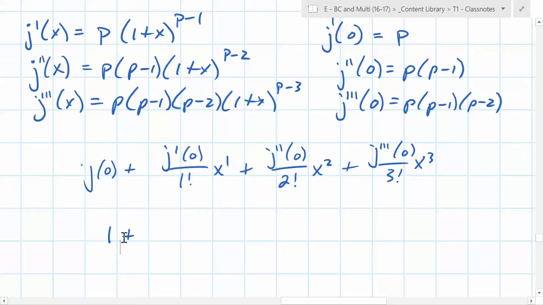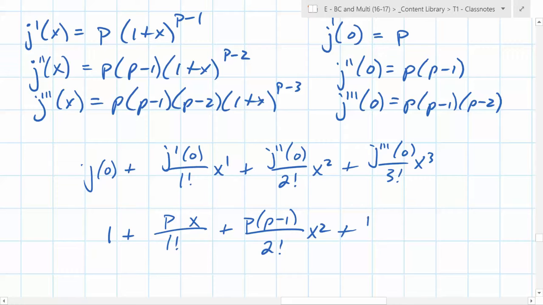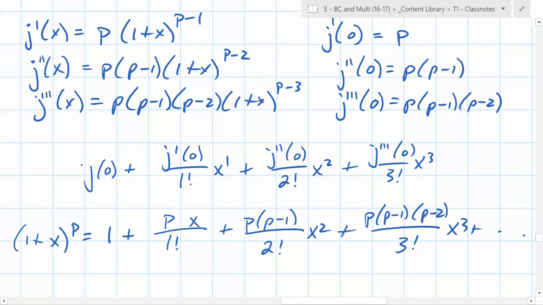Okay. What's J prime of 0? 1 factorial x plus what's j double prime? P minus 1 over 2 factorial x squared plus what? P times p minus 1 times p minus 2 over 3 factorial x cubed, and so forth, right? Why is this really helpful? We just figured out that it's not 1 plus p, it's 1 plus x to the p. Why is this a practical thing to have?